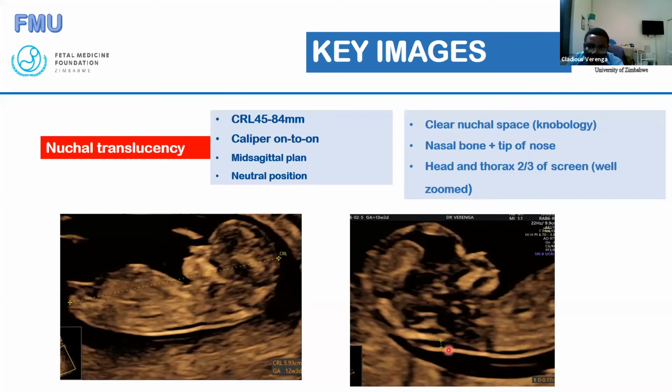So this is how the nuchal translucency should be done for us to make sure that we have done it properly. These are the most important images when you are scanning the 11 to 13 weeks babies.